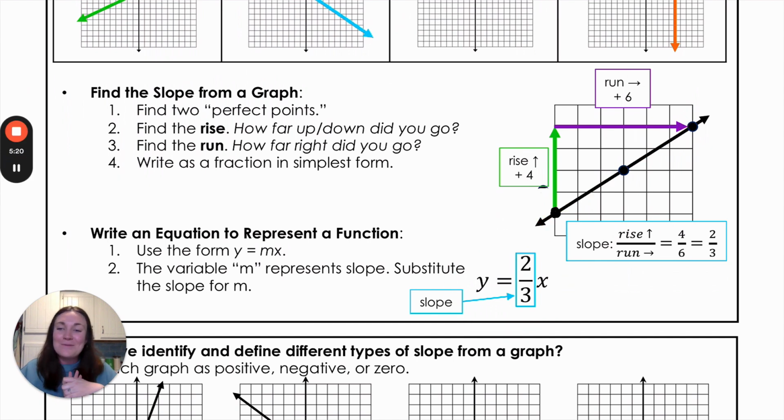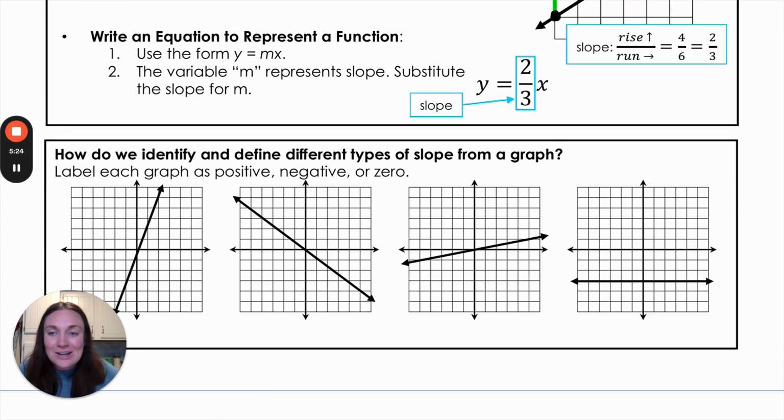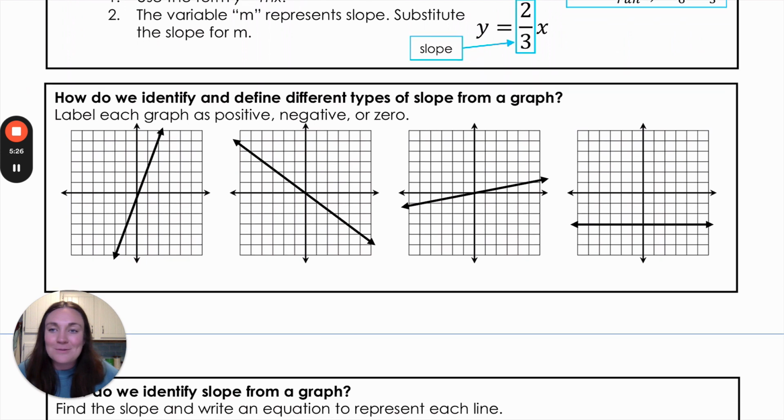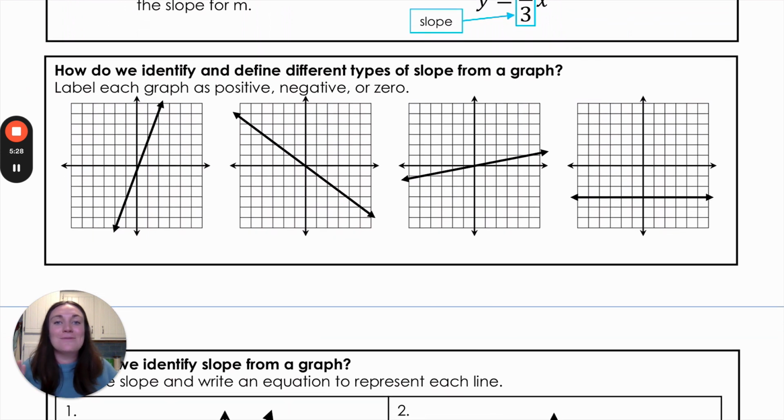All right, so now that we've got some background information, let's do some practice. So starting off with these bottom questions, right? How do we identify and define different types of slope from a graph? So we're going to label each one as positive, negative, or zero. So I'm going to walk through the first two with you, and I want you to try the last two on your own. Again, we are going left to right, so it helps even if you put your pencil on the line and draw it up.